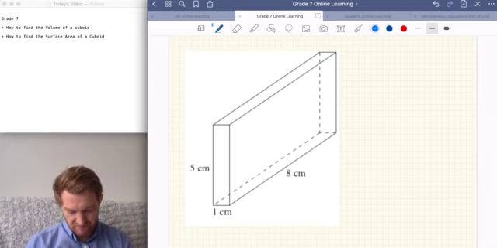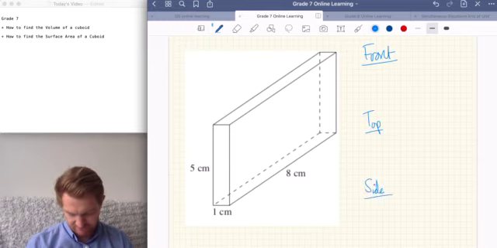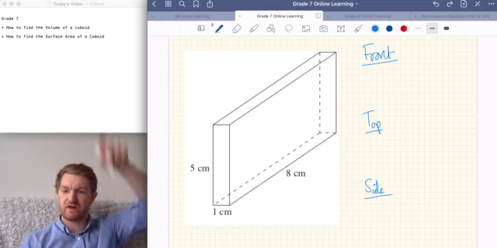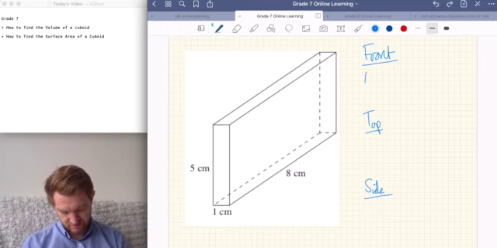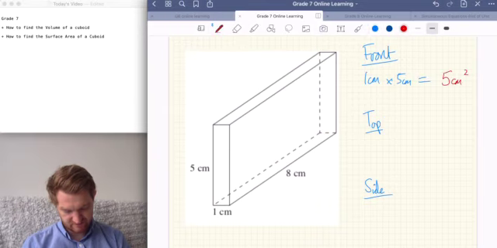So one way we can do it is we can say, okay, let's work out our three parts: the front, the top, and the side. Let's start with the front. The front is this bit here, obviously. It's 1 along the bottom, 5 along the side. 1 times 5, it's going to be 5 centimeters squared.